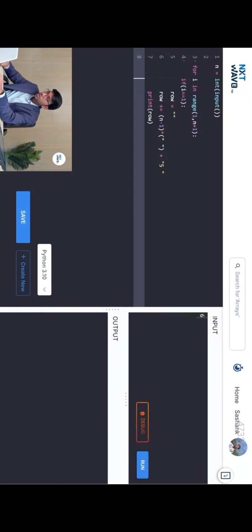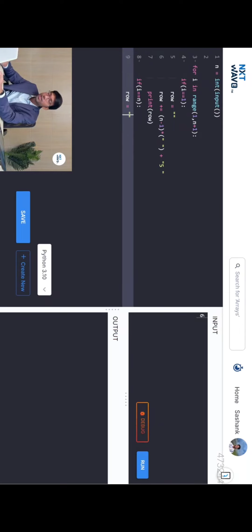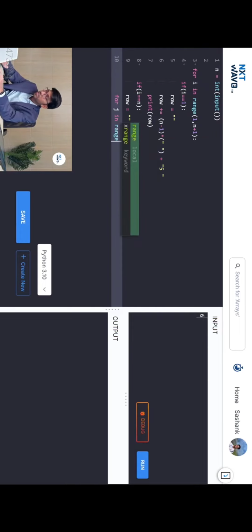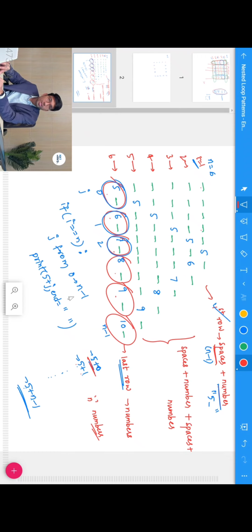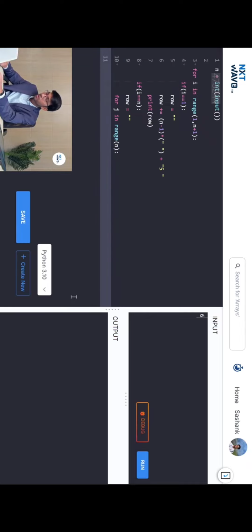So that means we are writing the last row, which is i equal to n. If i equal to n, first what happens? The row should be empty. We should carry an empty row at the start. After that, for j in range of, j is going from 0 to n minus 1. That means range is nothing but 0 comma n. So I can simply write for j in range of n. I need to print 5 plus j, comma, end equal to a space.